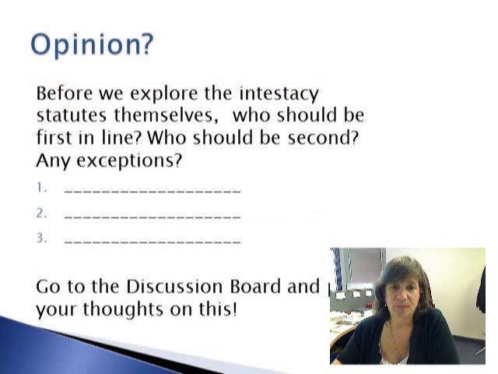Next question, and this is what we'll be exploring in class. Who should be first in line? If there's no will to tell us who gets the estate, who should it go to? If that person's not around, who would be next? Okay, and are there any exceptions to that? And you can think about your own family, you can think about your own situation, or people who are close to you if you've got somebody who's involved in estate planning right now. So go to the discussion board and post your thoughts on this. Who should be first in line? And is 120 hours enough, or is it too much, or whatever?